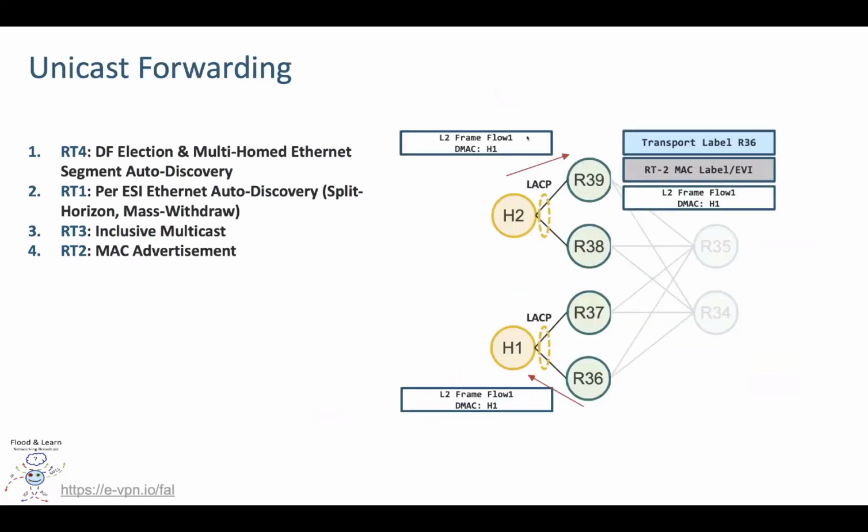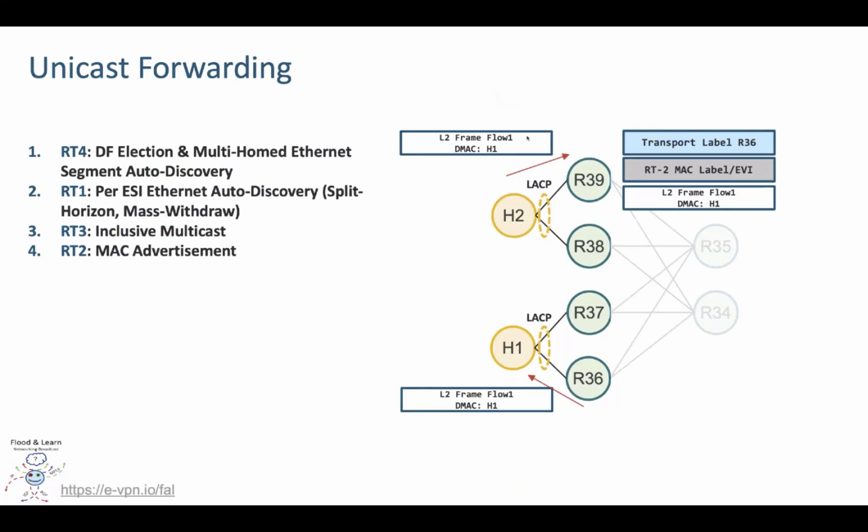Then from the forwarding point of view, when router 39 receives the flow, which is for example for H1 in this case, R39 will put the transport label of 36, and will put the EVI label for this particular MAC address. What we are doing, we are allocating the label per bridge domain, so it's a more scalable solution. So you are not allocating the label for each of the MAC addresses, and you will send it to router 36, and router 36 will send it back to the access.